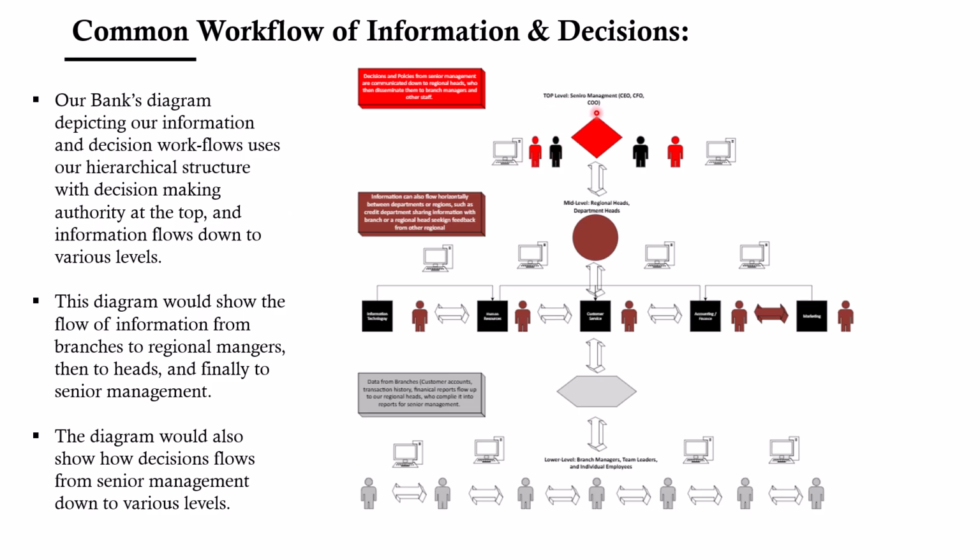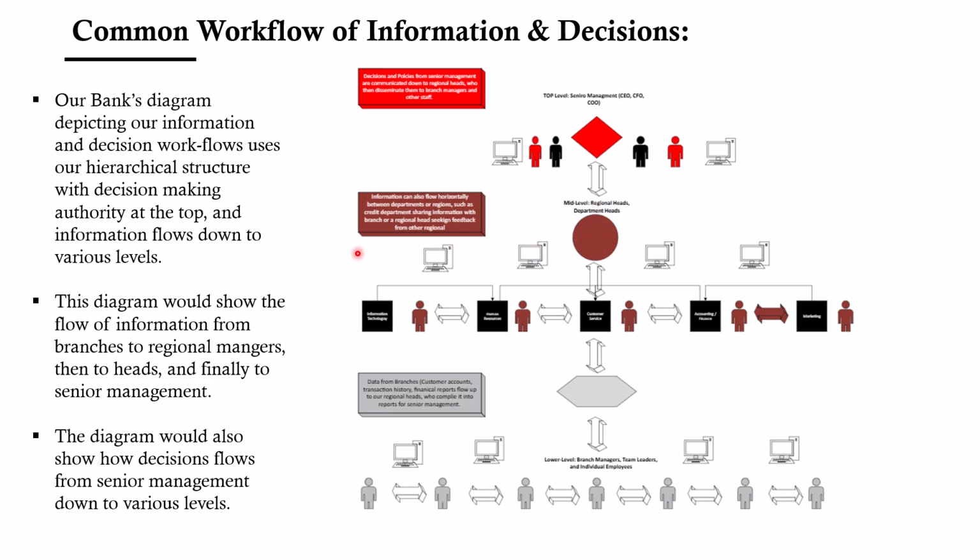So senior management, CEO, CFO, COO, and as you can see, the information, decisions, and policies from senior management are communicated down to our regional heads, who then disseminate them to our branch managers and other staff. So it would flow downwards. Here's our regional heads or department heads.